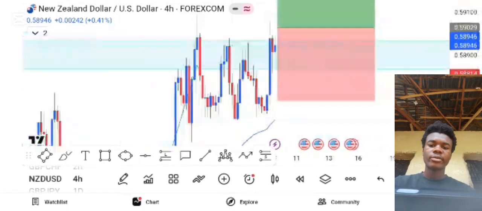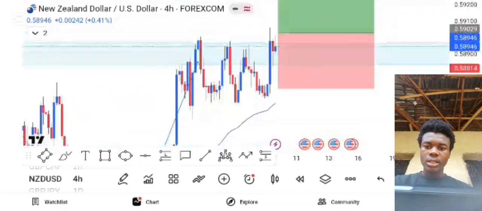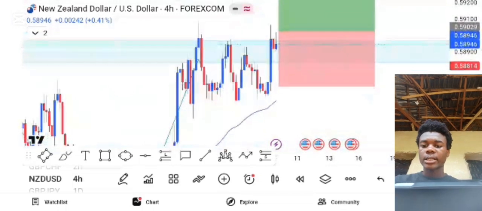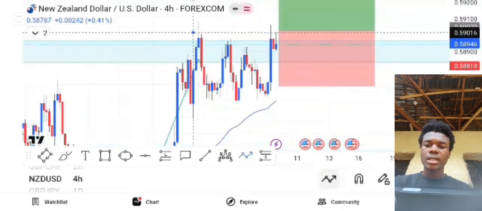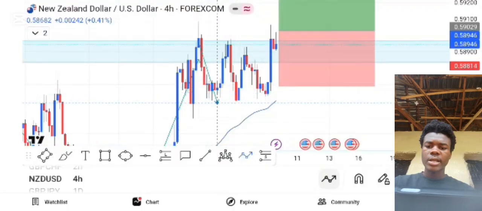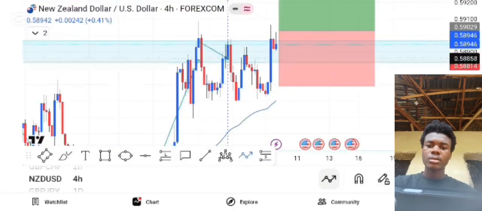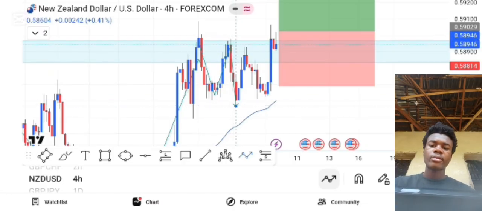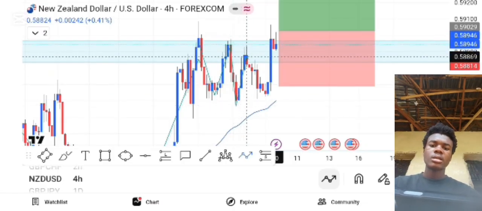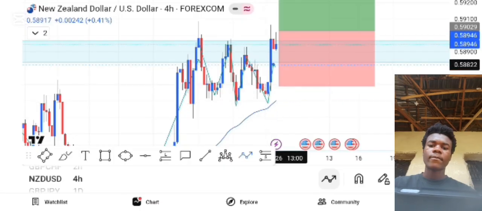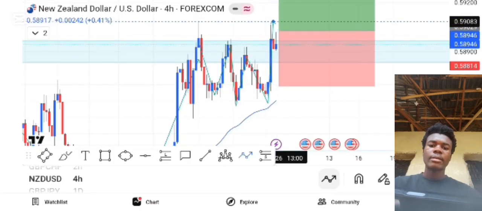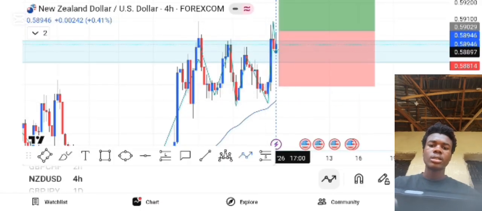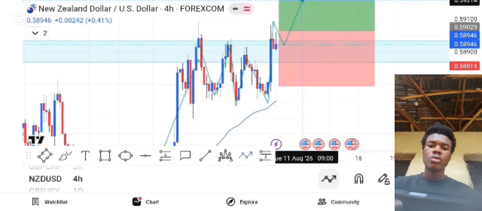On the 4-hour time frame, as you can see, we are having an inverted head and shoulder. Take a close look. We have a left shoulder, head, and right shoulder on the 4-hour time frame. Then I'm anticipating that we are going to break like this, then retest to go long, something like this. That's what I'm waiting for.